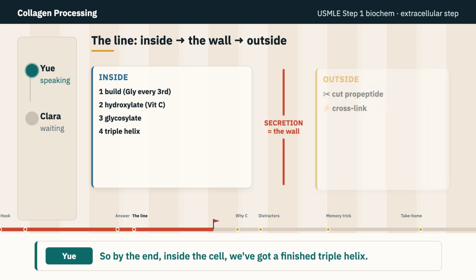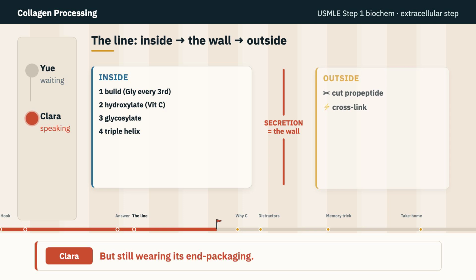So by the end, inside the cell, we've got a finished triple helix. Finished, but still wearing its end packaging. Then the cell secretes it. That's the wall. Everything after this is extracellular. And outside? Outside, only two things happen. 1, the packaging gets cut off.